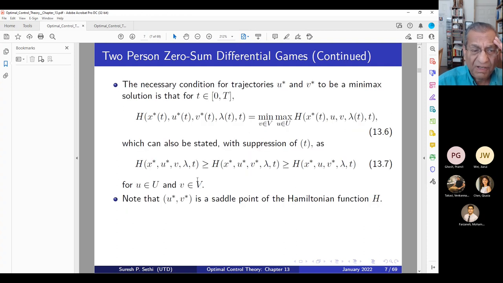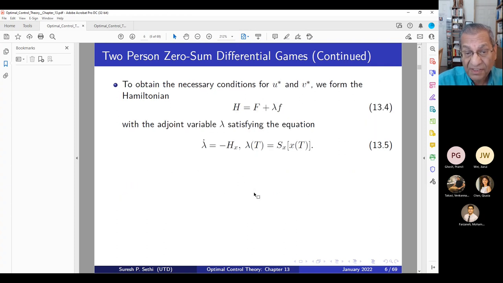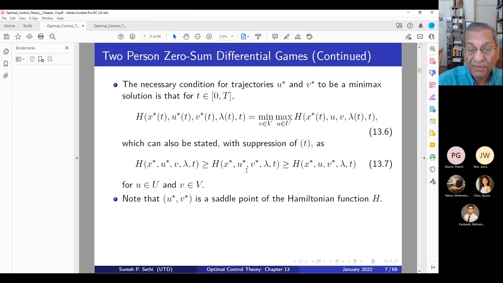So we can take the derivative of H with respect to U and V. This, by the way, is also called a saddle point, which we tried to talk to you about in chapter one. We defined a saddle point in chapter one. So the saddle point is useful here. This solution is also called the saddle point of the Hamiltonian.